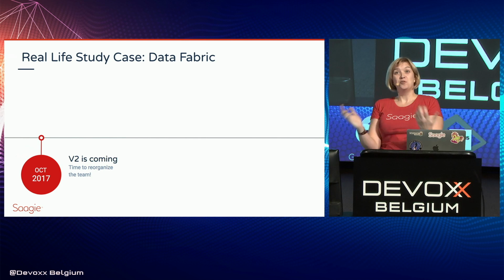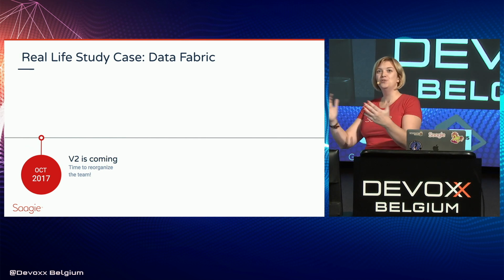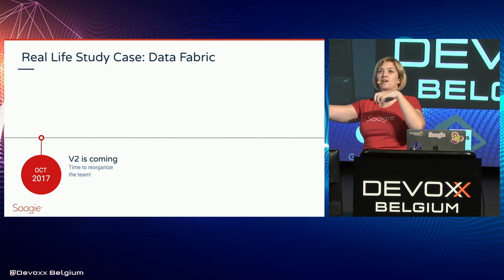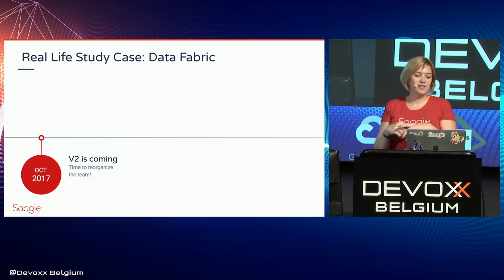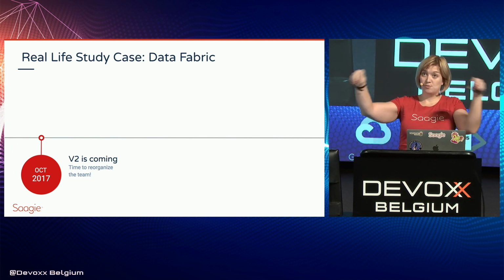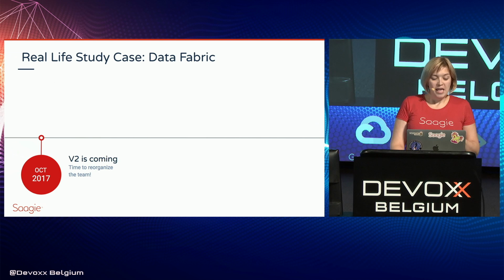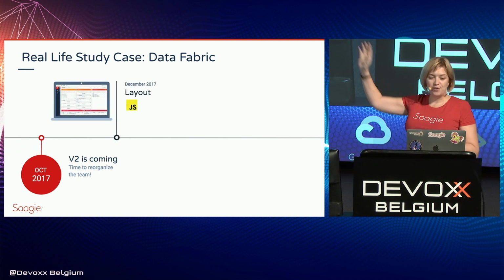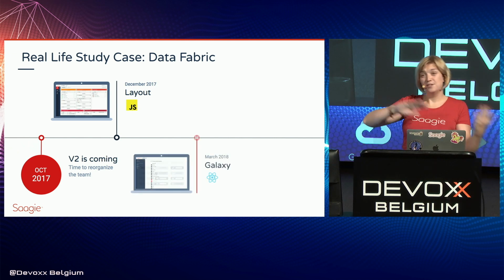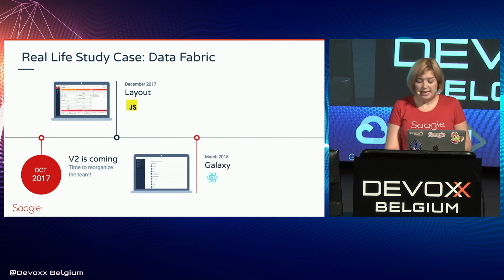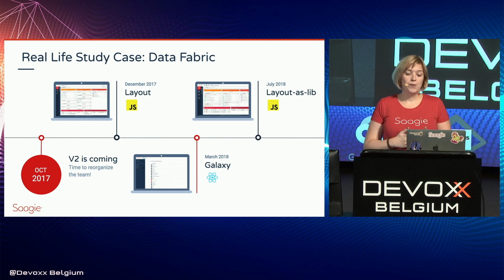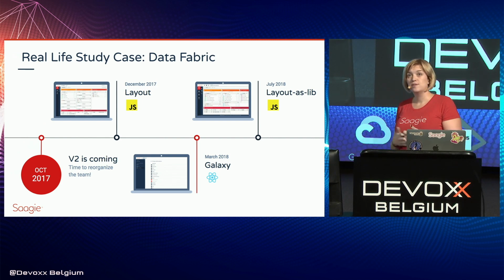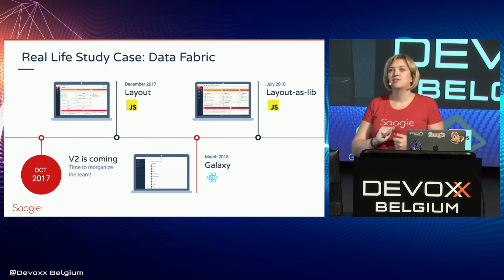On the human side, it went smoothly. We merged our two teams into one big team made of micro teams, each working on one part of the application. On the technical side, it was a little bit more difficult. So we made a first try with Layout. Then we made a second try with something we called Galaxy. And we made a third try with Layout as lib, which has been in production since July. And all of these experiences are what we are going to talk about now.